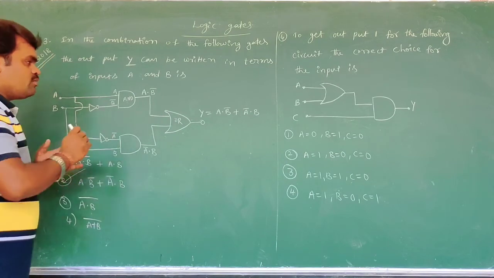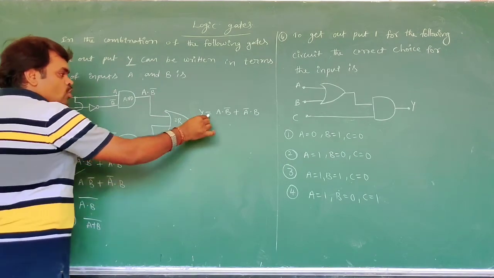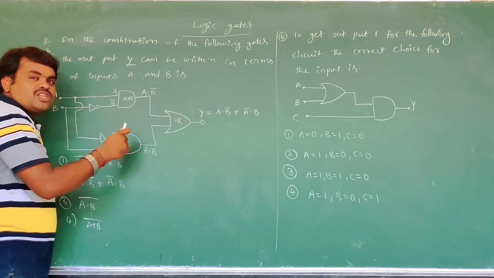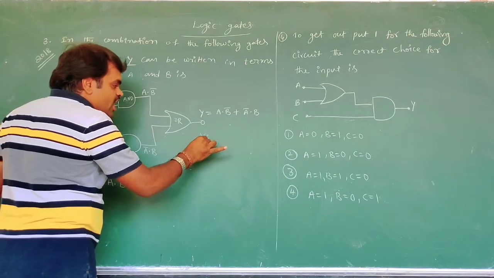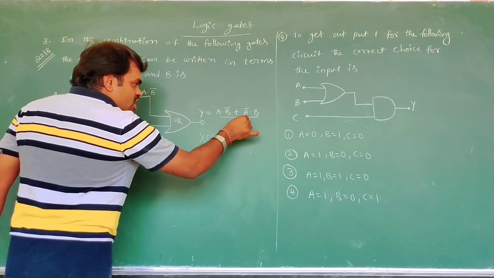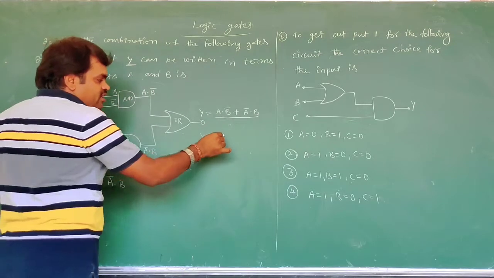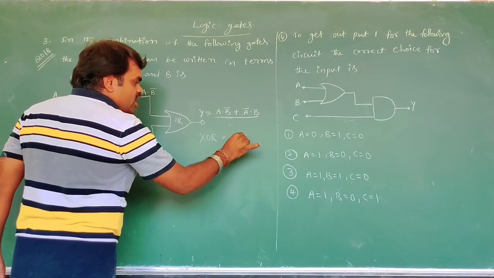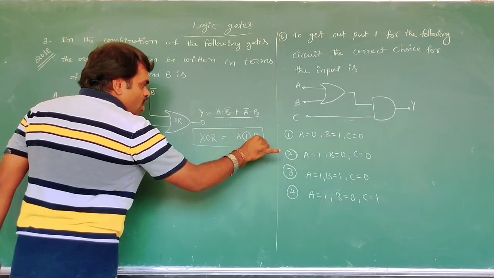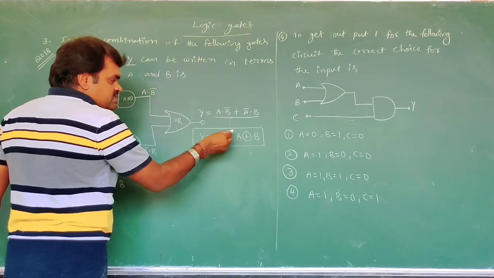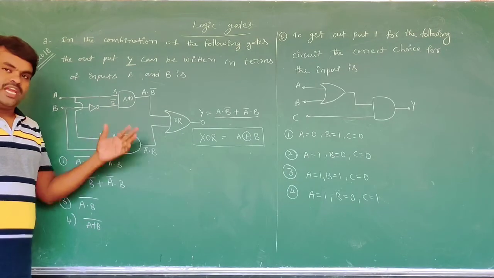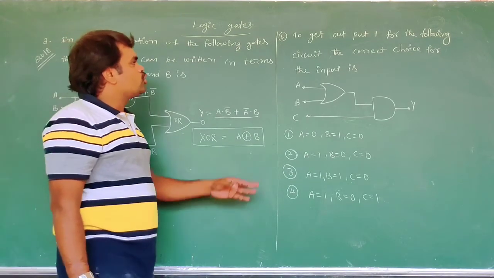Sometimes this question asks what type of gate this total combination of the circuit represents. That is called XOR, exclusive OR gate. This is the operation of exclusive OR. That's why sometimes we can also write this as A plus B, A plus B bar. This is equal to this. This circuit is represented as an exclusive OR gate. Now the option is 2. Now the fourth one.